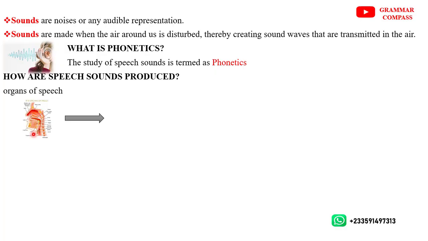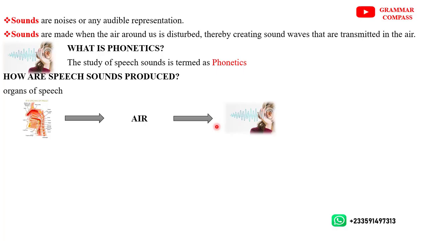When you utilize these organs of speech to produce a sound, the sound travels through a medium, and this medium is air. The disturbance in the transmission of the sound through air will create what we call sound waves, and these sound waves are transmitted through air into our ear. This is how speech sounds are produced. It is produced by the organs of speech, then transmitted through air, and it reaches our ear in the form of sound waves.